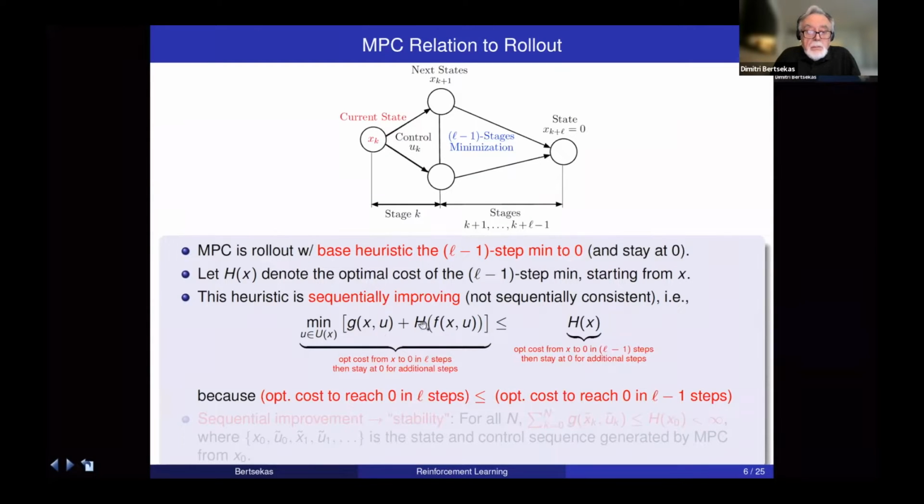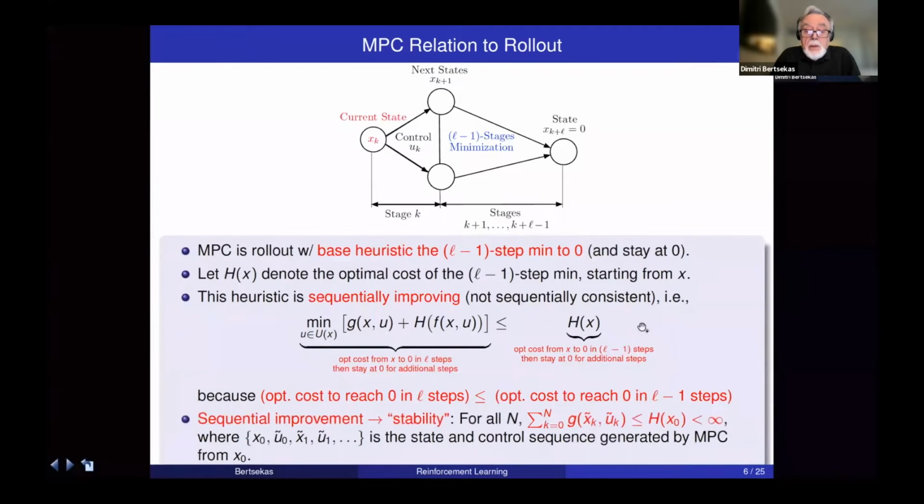And now, once we have this base heuristic being sequentially improving, a lot of nice things follow, including cost improvement. The cost of the rollout policy is less than the cost of the heuristic applied from the same initial condition. And this translates to this inequality here. This is the cost of the rollout for a given initial condition here. Let's consider the state and control sequence generated by MPC, and the rollout algorithm that underlies MPC, starting from X0. Then sequential improvement implies that over n steps, this cost is going to be less than the cost of the base heuristic L minus 1 minimization starting from X0.